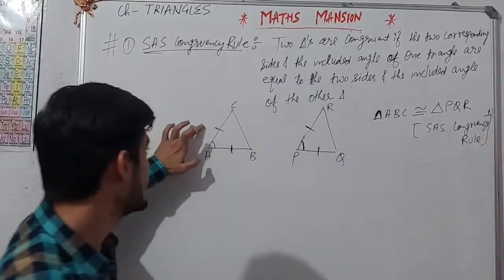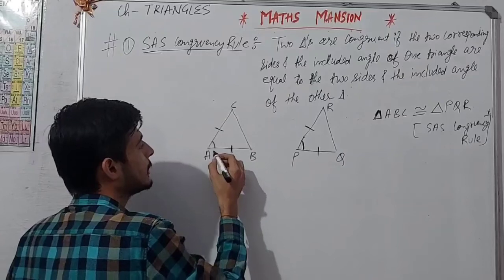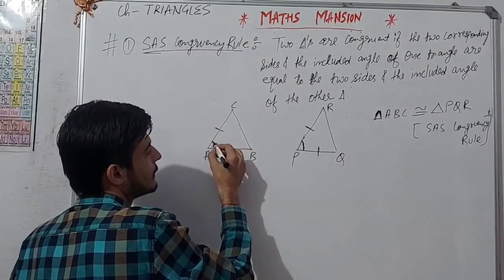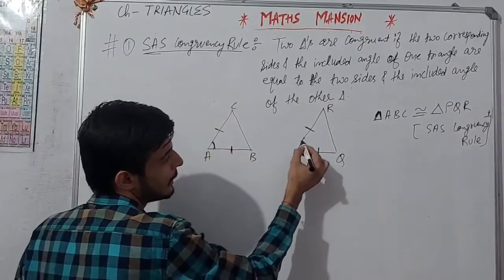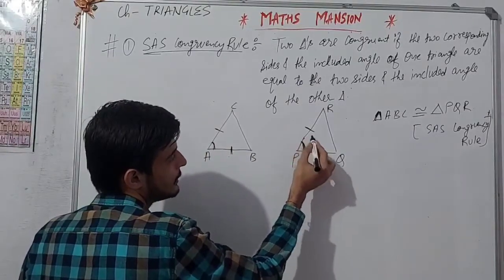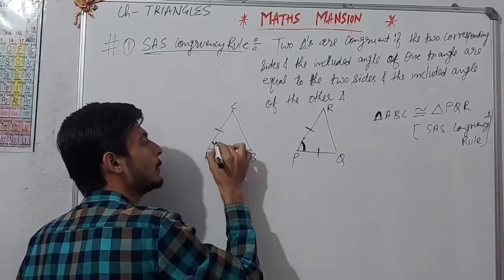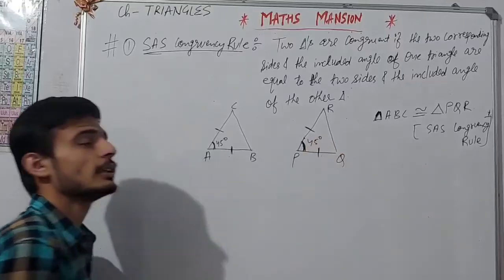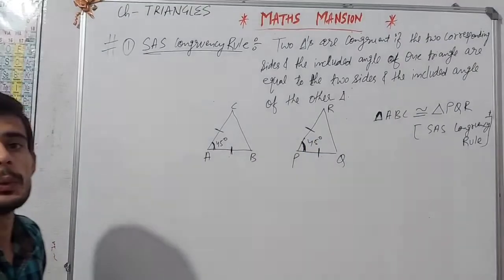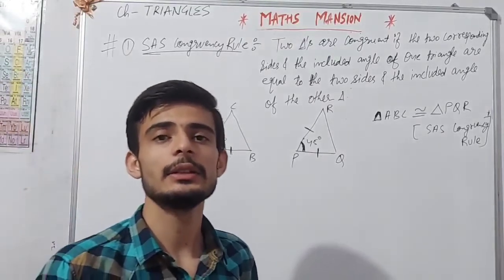If the two corresponding sides are equal and the angles included between the two equal sides are also equal, then only we can say that triangle ABC is congruent to triangle PQR by SAS congruency rule.